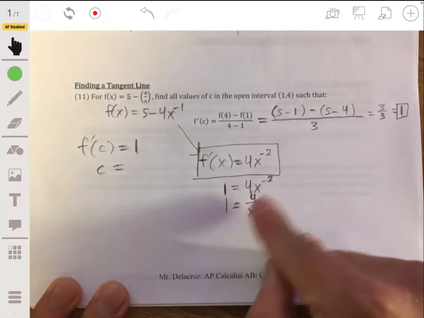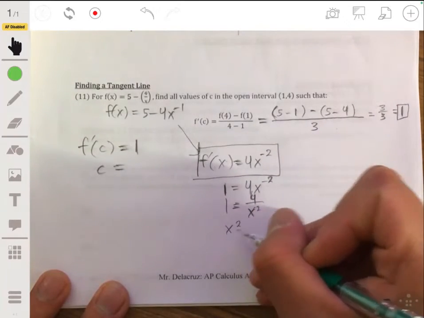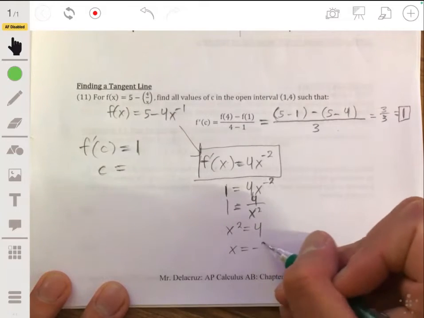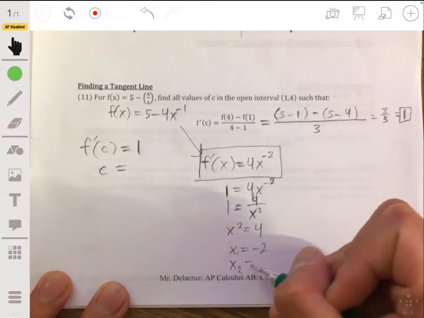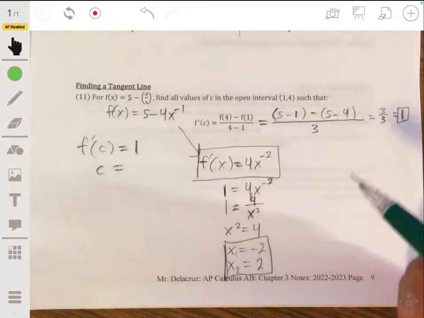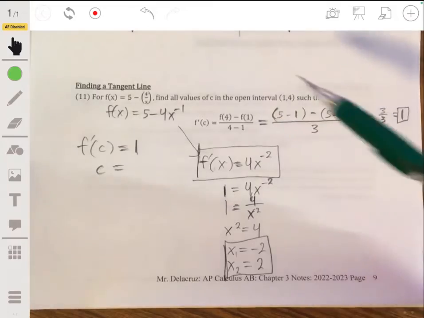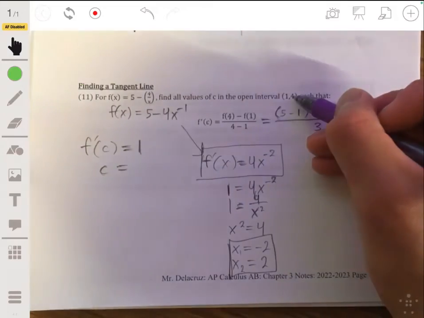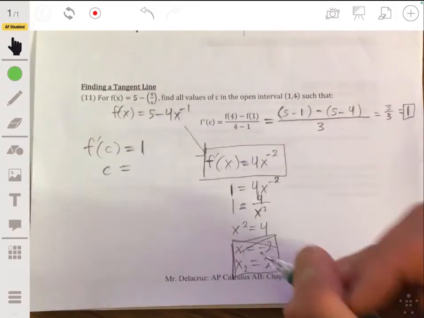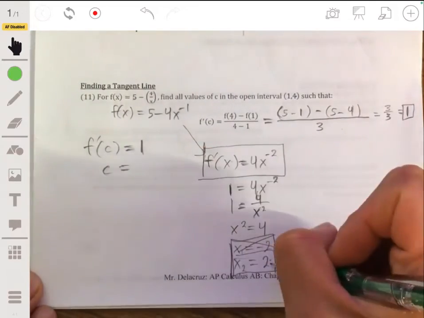Multiply both sides by x squared, divide by 1. It kind of takes care of itself. x squared equals 4. So my x values could be negative 2 and positive 2. Both of these will give me a derivative value of 1. However, we care about the one that's between 0 and 4. It says right there, it has to be between 0 and 4. So we don't care about negative 2. This is going to be our answer. Our answer is going to be c equals 2, or x equals 2.